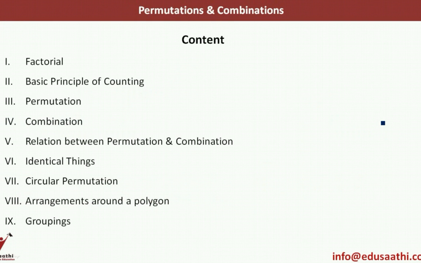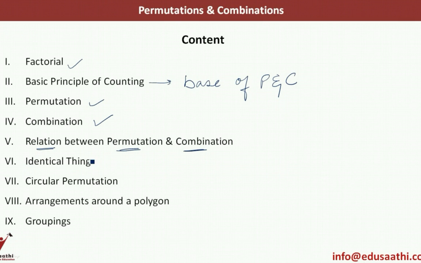So let's begin. This is going to be the broad outline of what I'll be covering in this particular video lecture. We'll have the factorial first, then we'll have the basic principle of counting. This is actually the base of permutations and combinations, and if you're clear with this, I think you can get every question correct. Then we'll move on to what is a permutation, then what is a combination, then we'll move on to the relation between permutations and combinations.